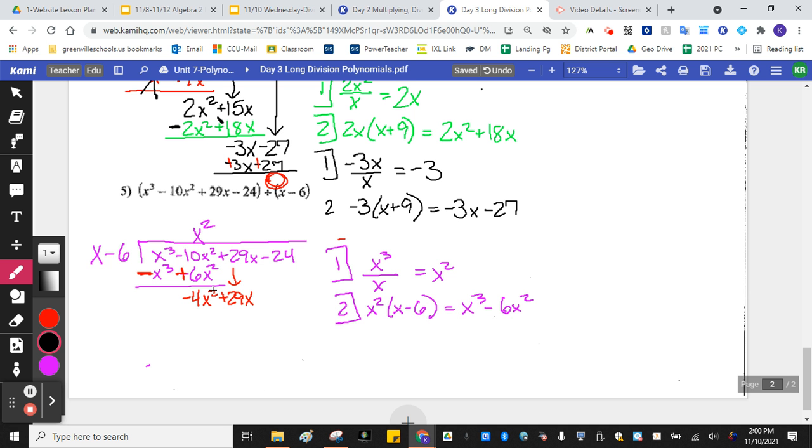So I'm going to take the first term of what I'm dividing by the first term of what I'm dividing by.